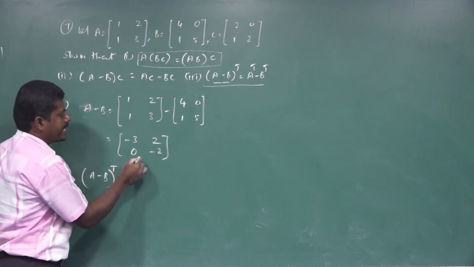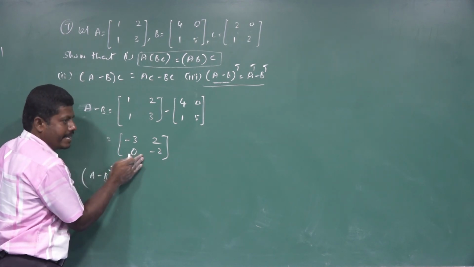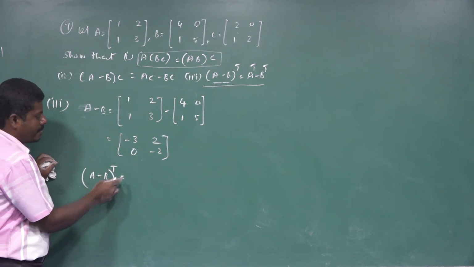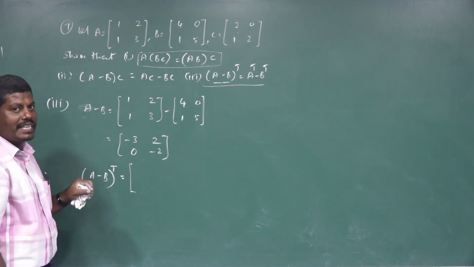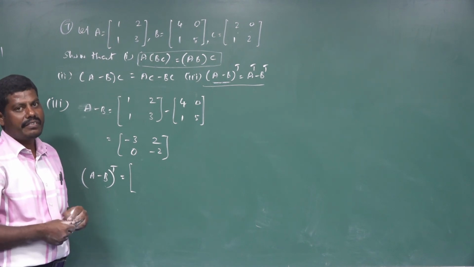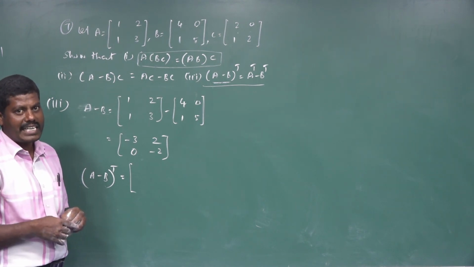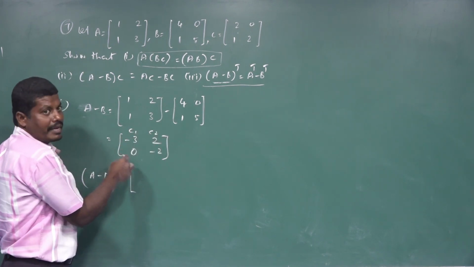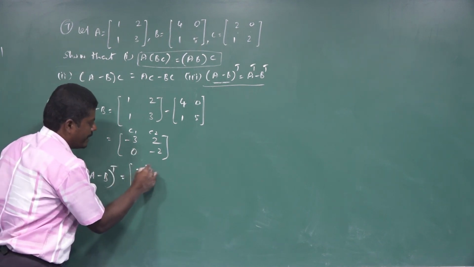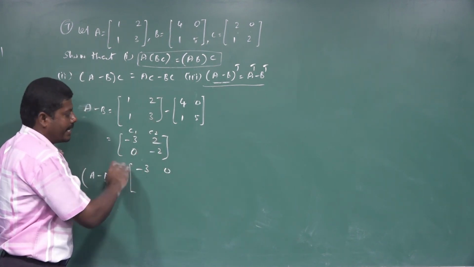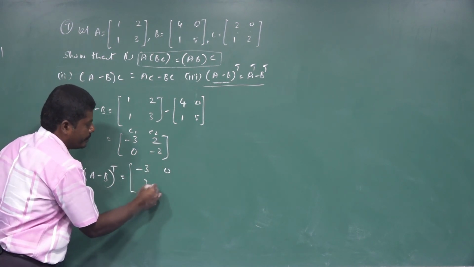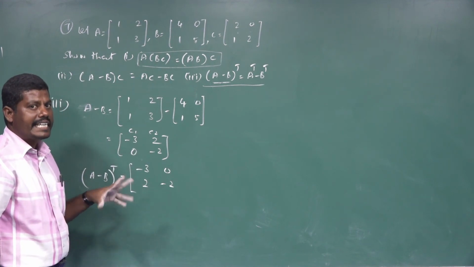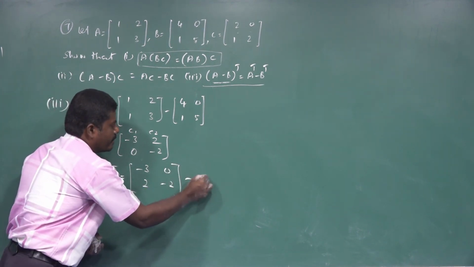Understand? Now we want to transpose this matrix. This is the A minus B matrix. Transpose means we interchange rows and columns. This is column 1, this is column 2. You take the first column and write it as the first row: minus 3, 0. Next you take the second column and write it in the second row: 2, minus 2. This is the transpose. Interchanging rows and columns is called a transpose. Understand? This is our left side over.